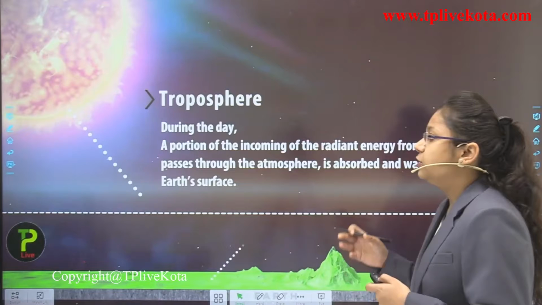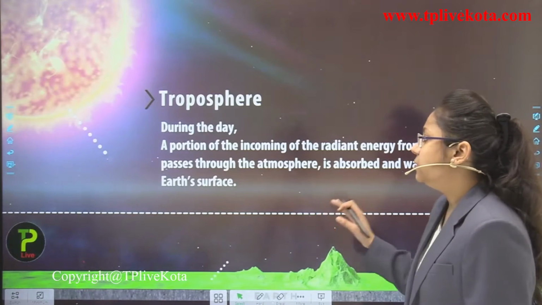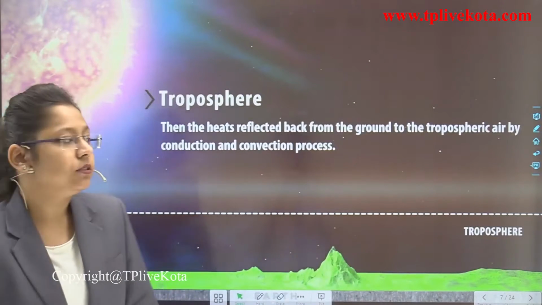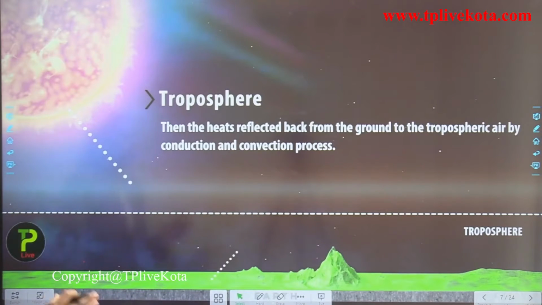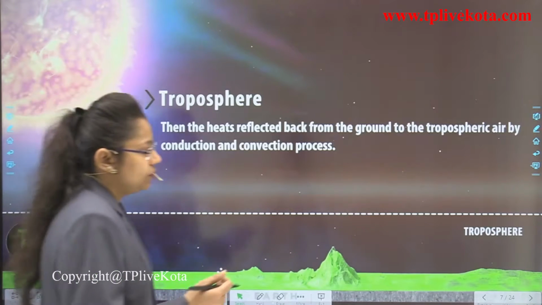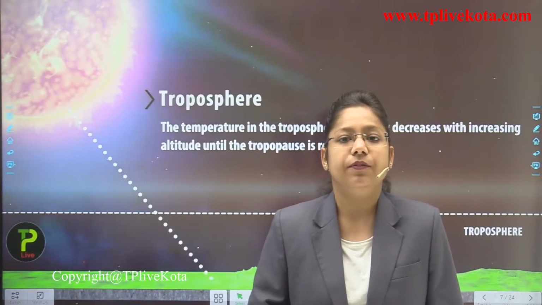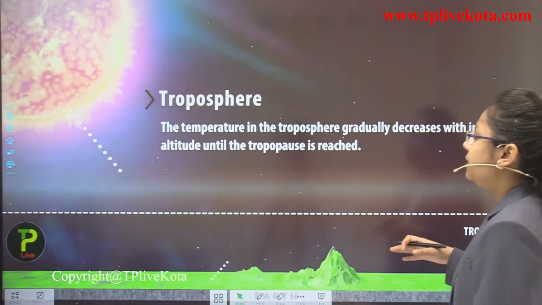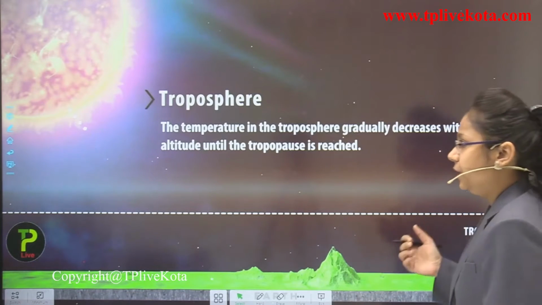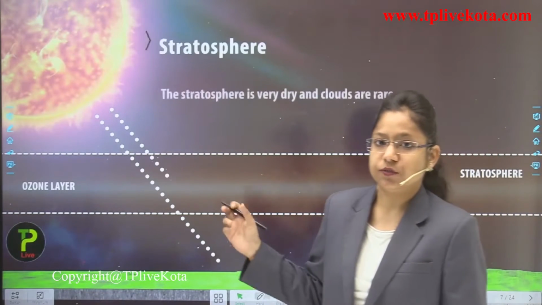So now, students, what happens during the day is that a portion of the incoming radiant energy from the sun passes through the atmosphere and is absorbed and warms the earth's surface. The heat is reflected back from the ground to the tropospheric air by conduction and convection processes. The UV radiations are coming, but little of them are absorbed and some of them are reflected back. The temperature in the troposphere gradually decreases with increasing altitude until the tropopause is reached. So for the troposphere, we can see the brief detailing here itself.